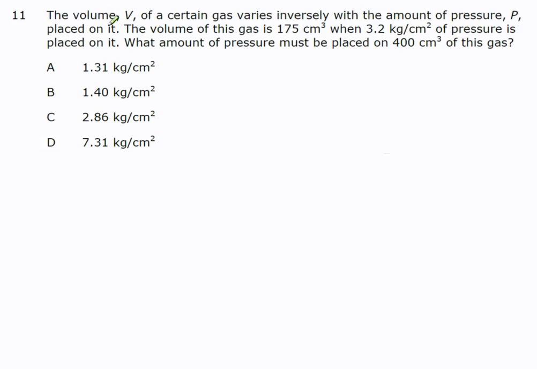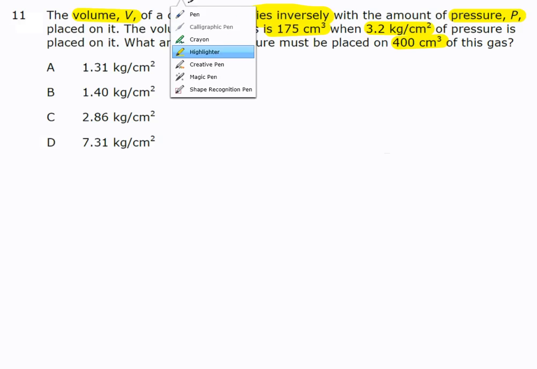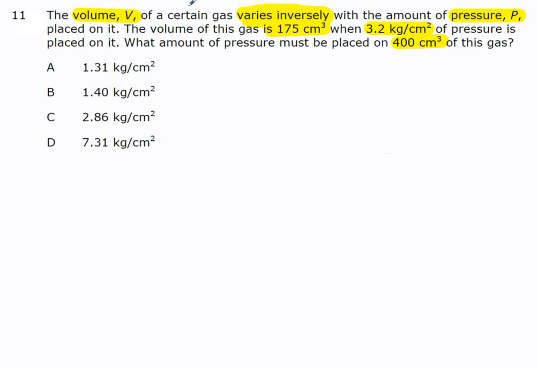Highlighting keywords: the volume V of a certain gas varies inversely with the amount of pressure P placed on it. The volume of this gas is 175 centimeters cubed when 3.2 kilograms per centimeter squared of pressure is placed on it. What amount of pressure must be placed on 400 centimeters cubed of gas? And all I was doing there was just highlighting key information. Now, this is apparently saying that there's the same amount of gas. We want to see how much pressure would be placed on it to get it to fit in this much volume.